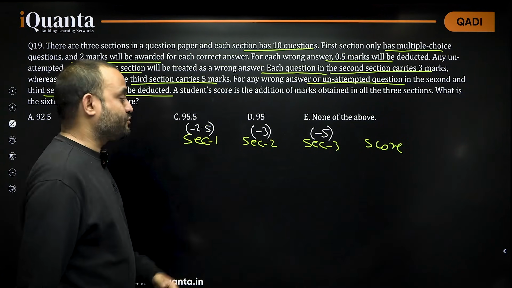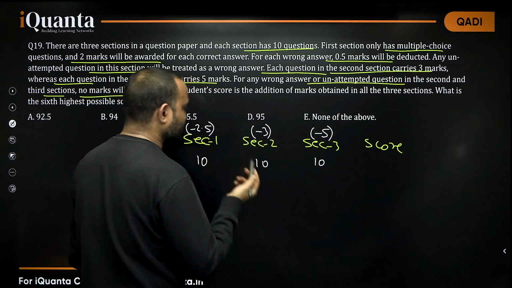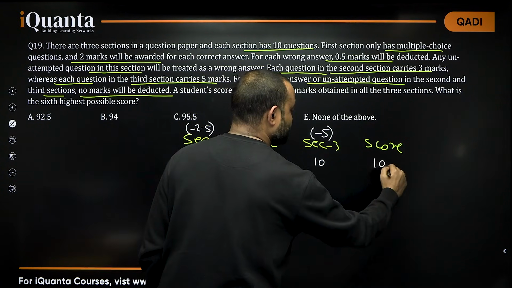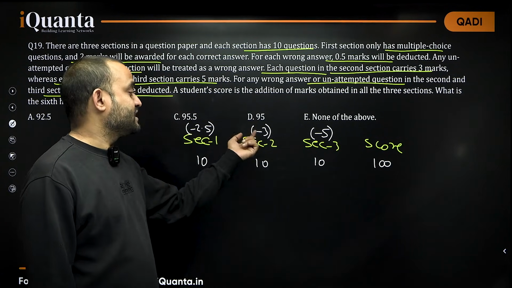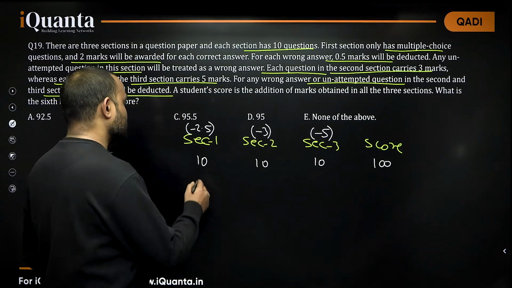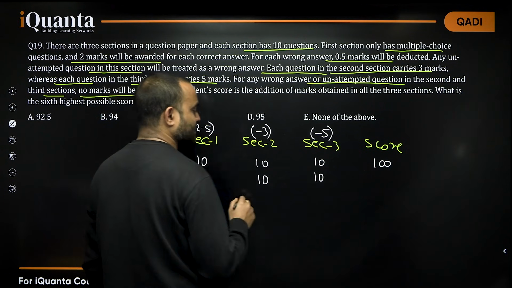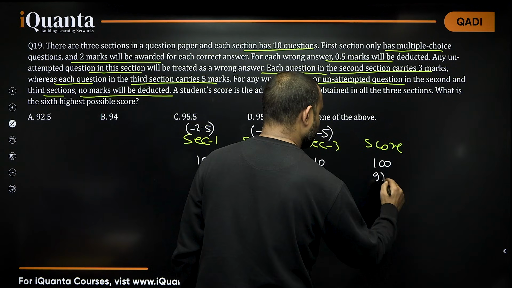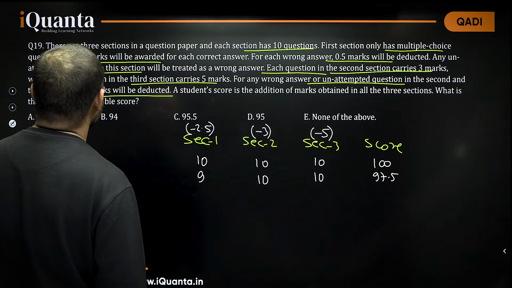What is the maximum possible score when all of these are correct? 10, 10, 10, then 2 plus 3 plus 5 is 10, 10 into 10, maximum score possible is 100. Now once again, if you leave 1 question here, minus 3. If you leave 1 question here, minus 5. If you leave 1 question here, minus 2.5. So the second highest score, when you leave 1 question here, will be equal to 97.5. Then what will be the next one?